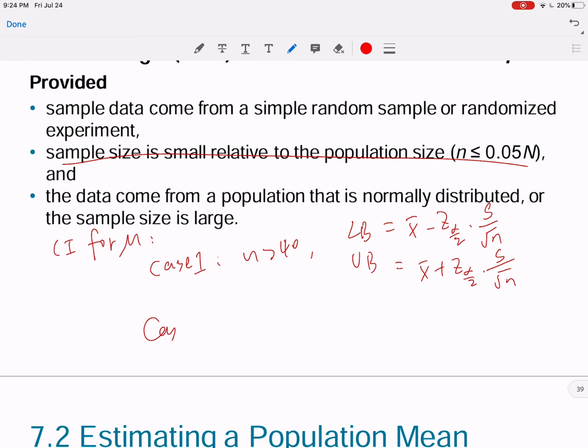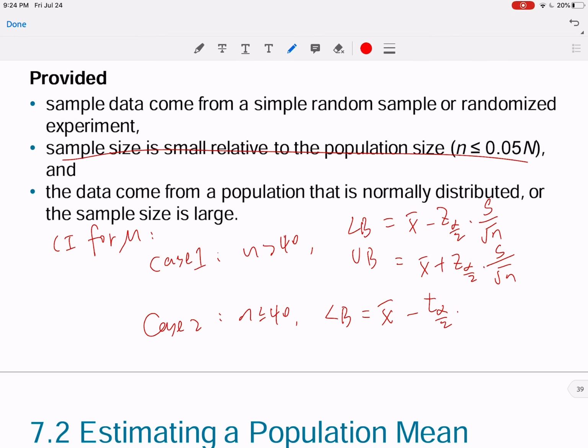Case 2, n is less than or equal to 40. In this case, the lower bound is x bar minus t sub half alpha times the sample standard deviation over square root of n. Because if n is not sufficiently large, the standardized random variable follows a t-distribution. Of course, the upper bound is x bar plus t sub half alpha times the sample standard deviation over square root of n.